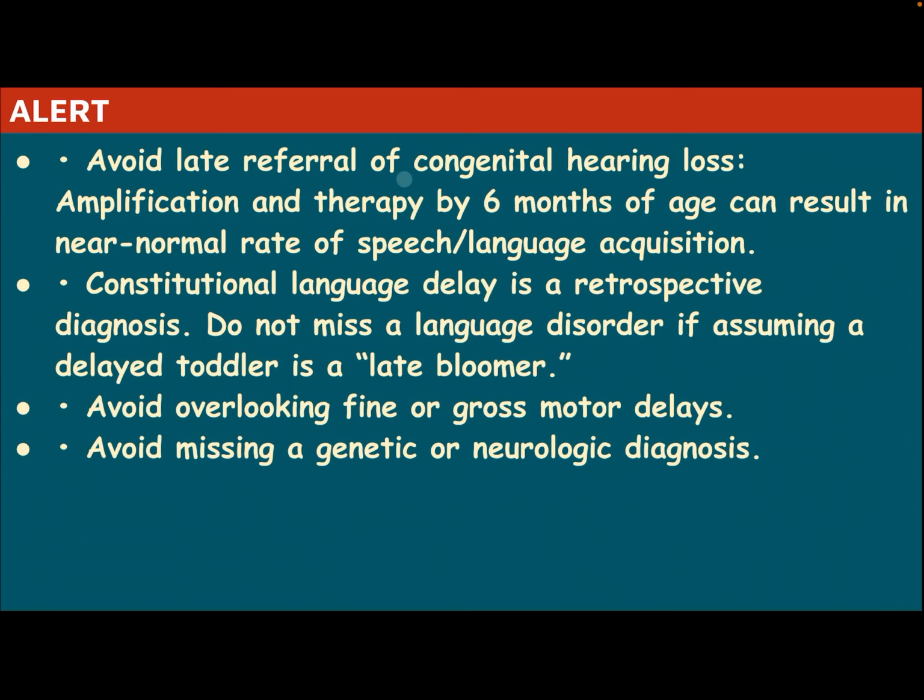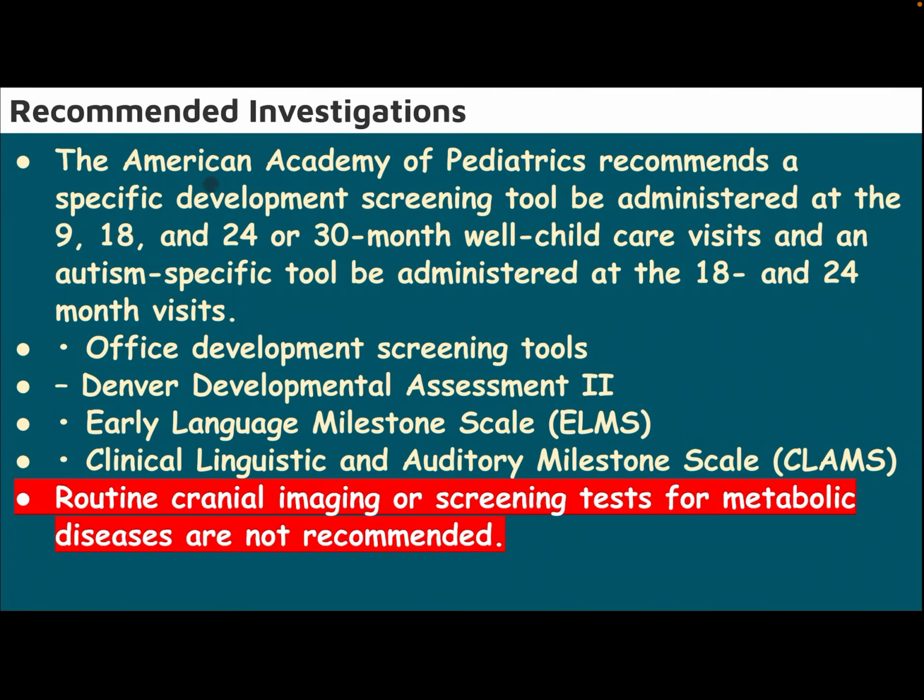Alert: avoid late referral of congenital hearing loss. Amplification and therapy by 6 months of age can result in a near-normal rate of speech and language acquisition. Constitutional language delay is a retrospective diagnosis. Do not miss a language disorder by assuming a delayed toddler is a late bloomer. Avoid overlooking fine or gross motor delay. Avoid missing a genetic or neurological disorder.